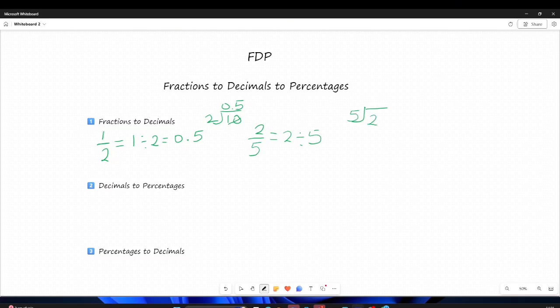How many times would 5 go into 2? That is not possible. So you're going to have your 0 here, point. You add another 0. So 5 goes into 20 how many times? 4. And so 5 times 4 is 20. That crosses that out. So we have 0.4.